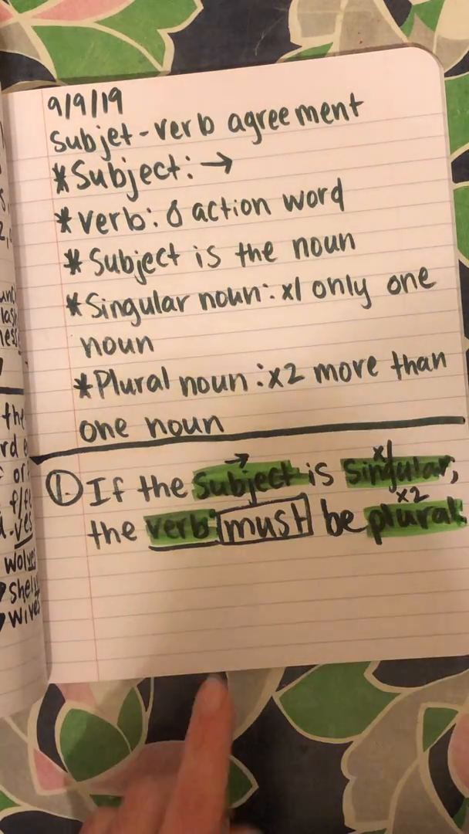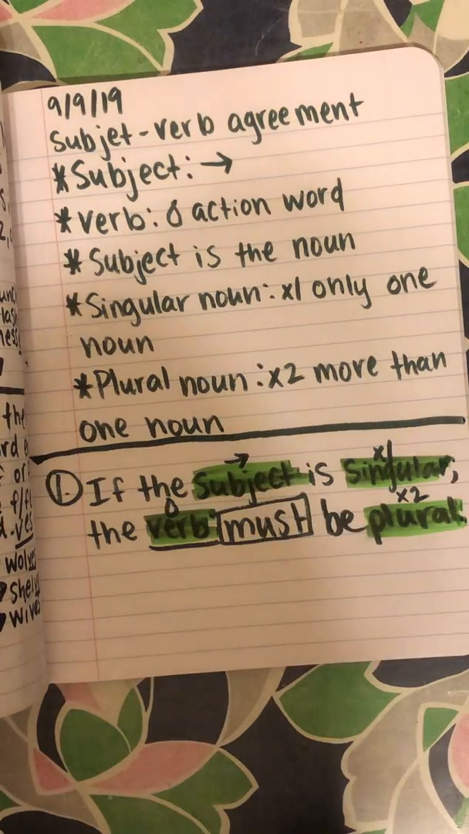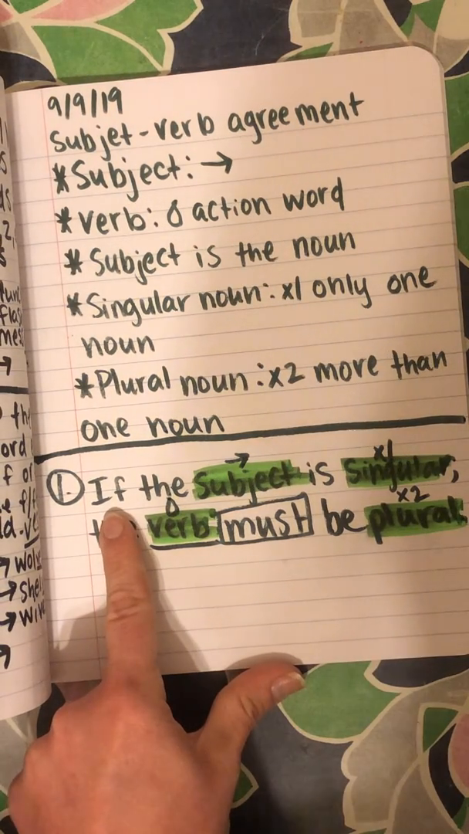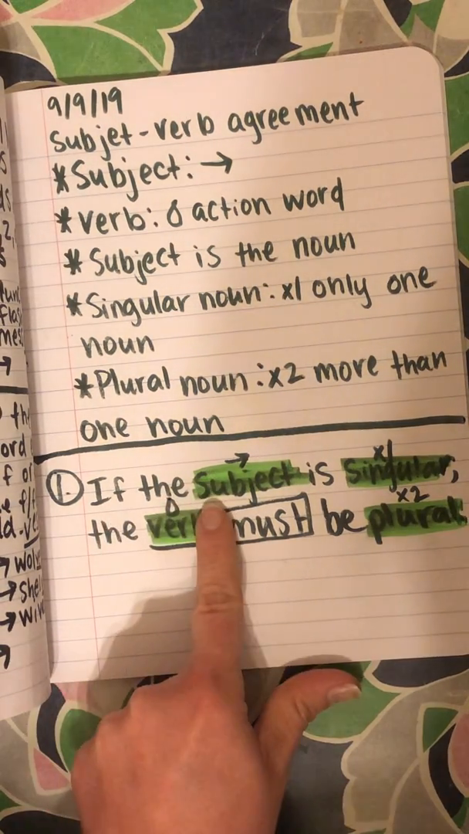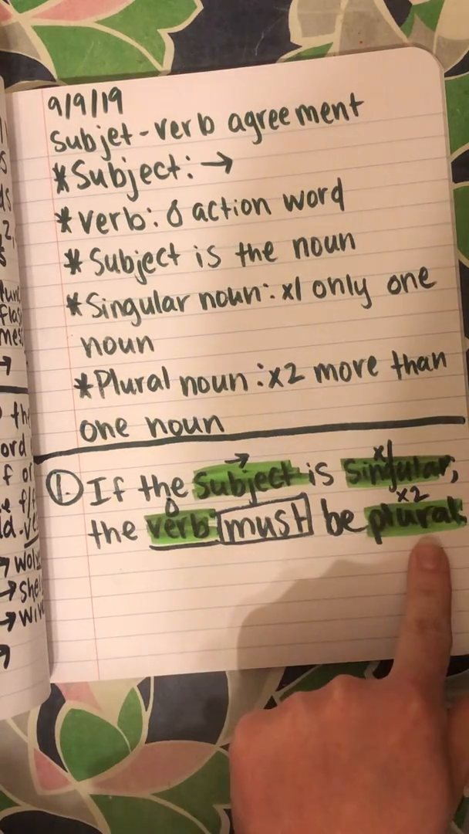Over top of subject, you're going to put our symbol, which is the arrow. Over top verb, you're going to put our symbol for that, which is the raindrop. And we're going to read this together. Put your finger on if, and let's read. If the subject is singular, the verb must be plural.